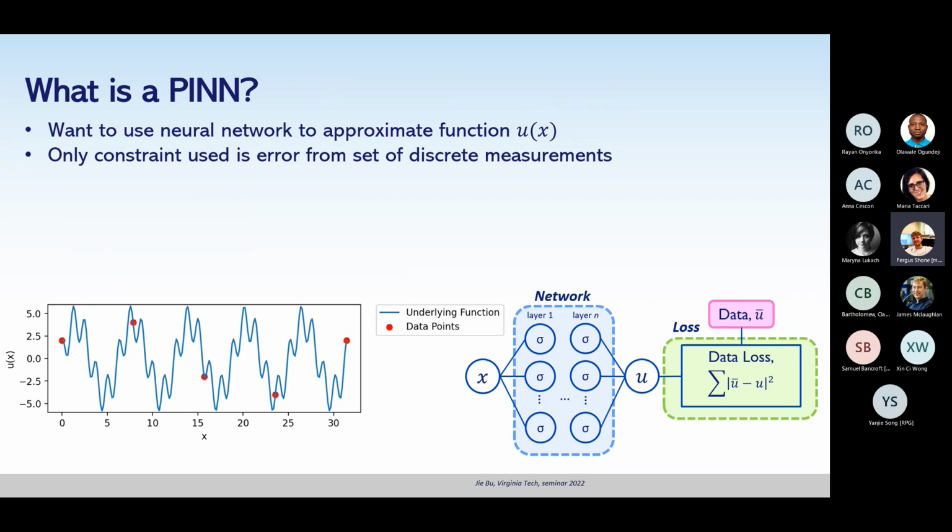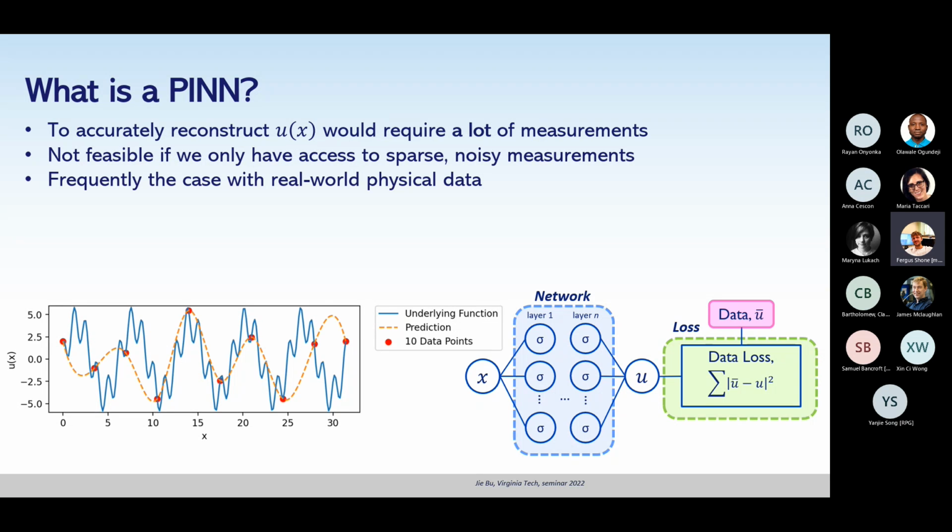So what is a PINN? Let's say we want to use a fully connected neural network to predict some potentially complex function U, such as this blue curve here. And the only constraint we're using is a measurement loss. So we are minimizing the error between our predictions and the data we have. To accurately reconstruct this function, we would need a lot of data, which is highlighted by this figure here. I will admit this isn't an actual neural network prediction.